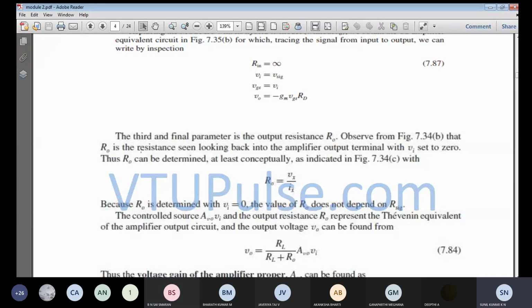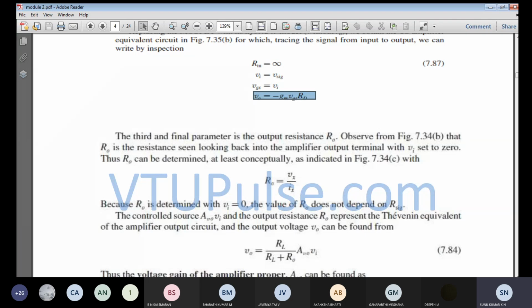Okay, so next is what? The input resistance has been found, and the output voltage has been found. In that we have already found the gain expression as well. So now the final parameter is that we have to find the output resistance. With this I will stop today's session, and I will start with tomorrow's session, the third and final parameter. So input resistance, output resistance, as well as the voltage gain; the output voltage we have found out.